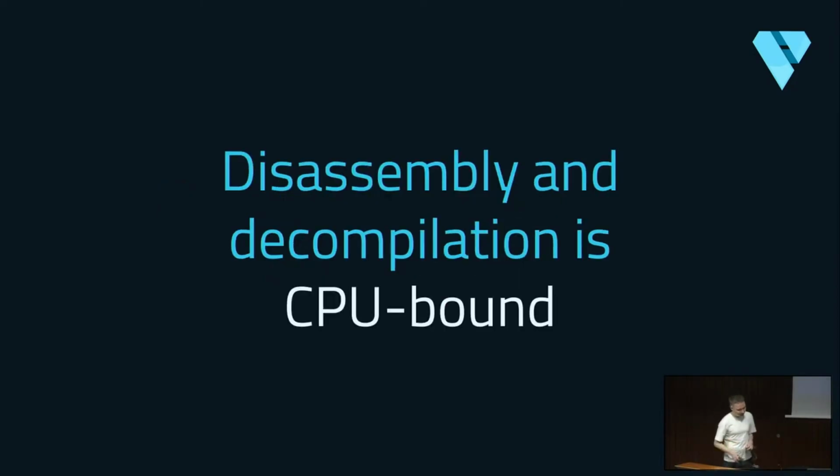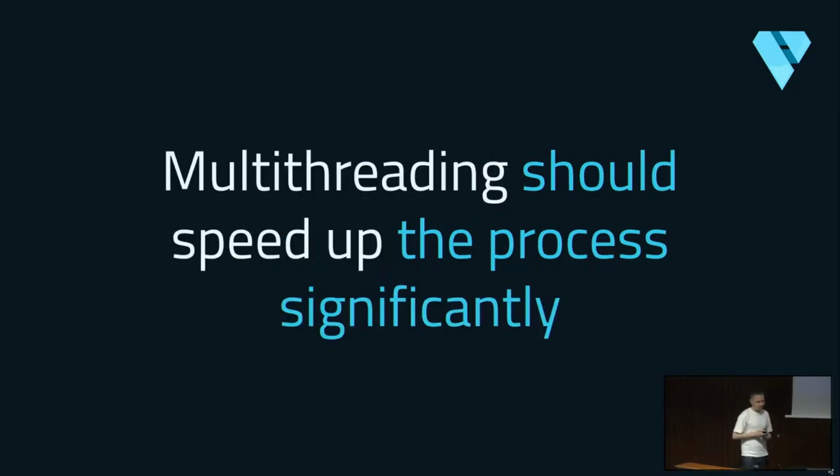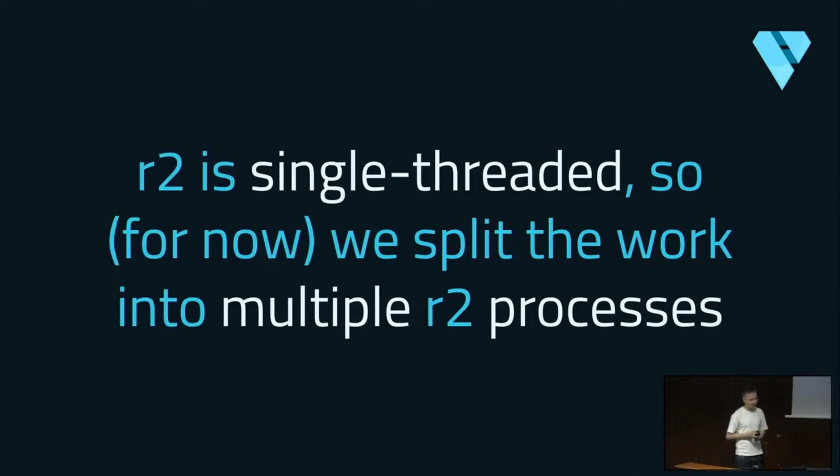And we know that disassembly and decompilation are basically CPU-bound processes. It means that for the most part, the CPU should be the bottleneck for how fast we can do it. So I'm trying to look into how we could use multi-threading, or something akin to that, to speed up the process. The challenge now is that R2 is single-threaded.